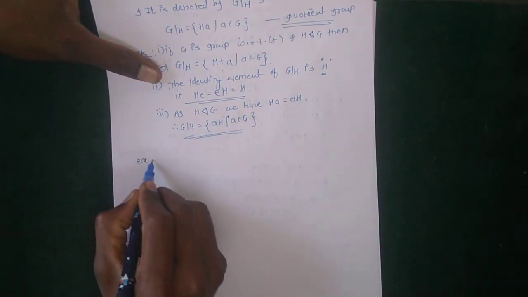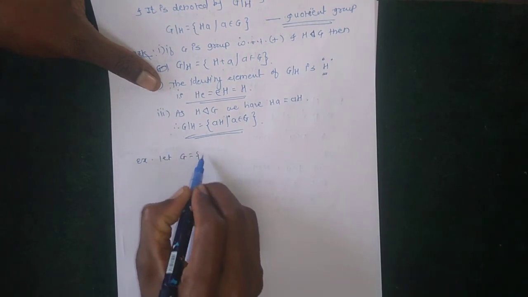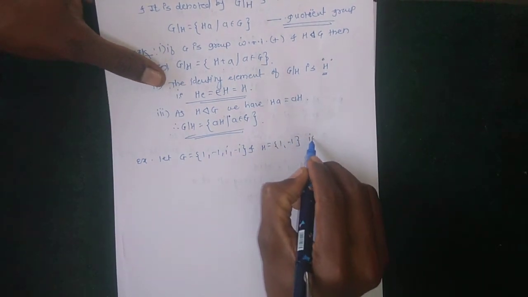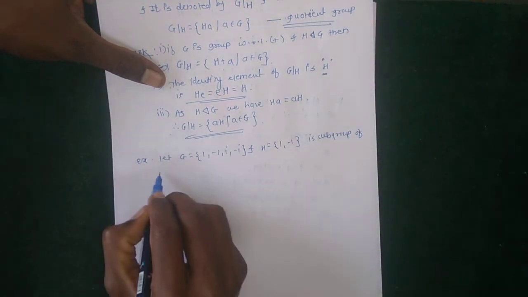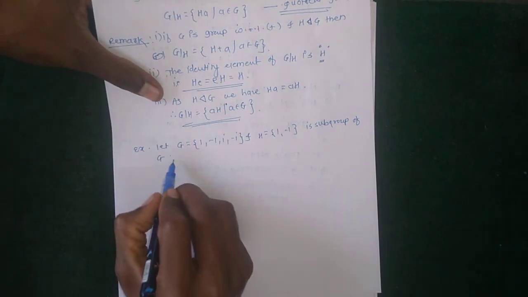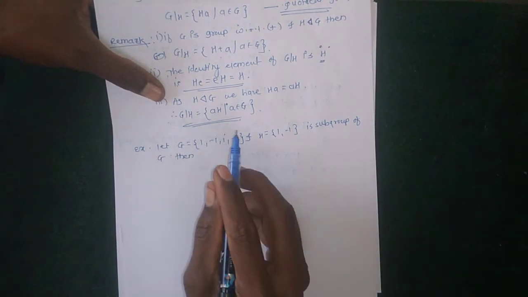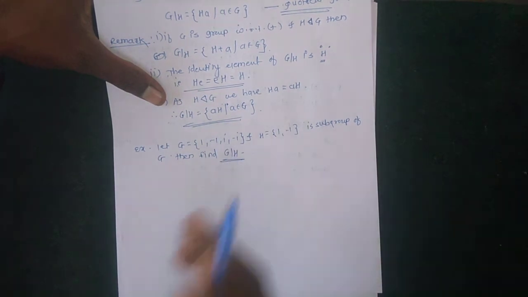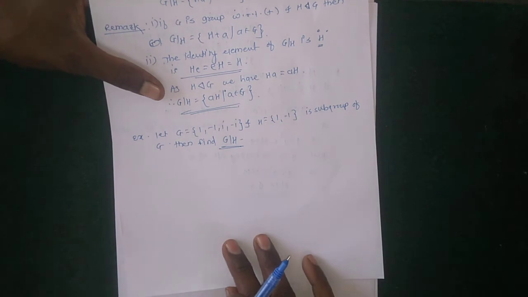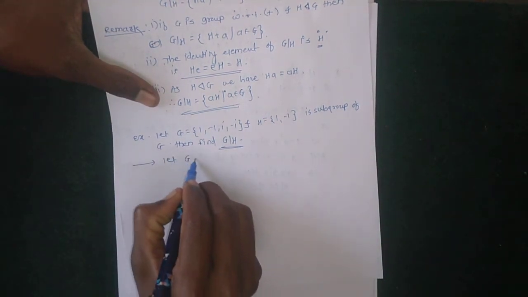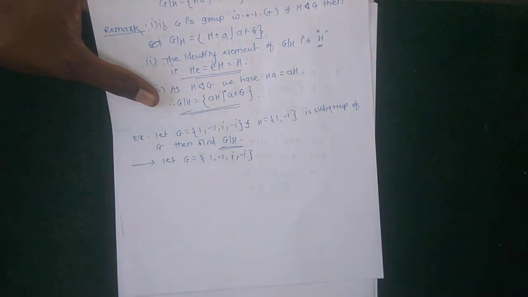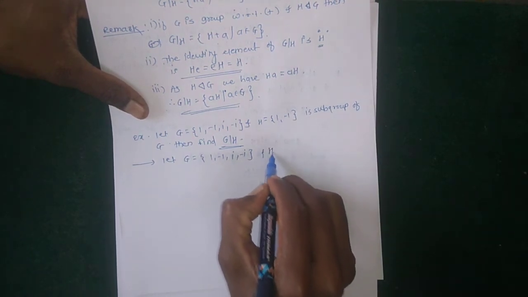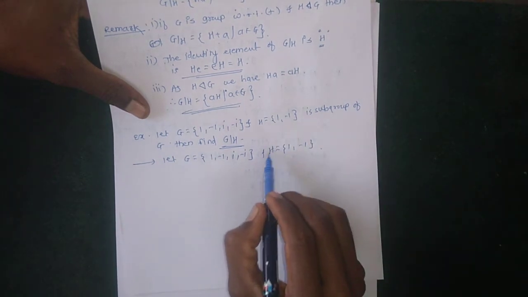Next, an example. Let G equal {1, -1, i, -i} and H equal {1, -1} is a subgroup of G. Write down its factor group, that is, find G over H. Here G is the set of Gaussian integers {1, -1, i, -i}, and H equals {1, -1}. Here it is also seen that H is a normal subgroup of G.